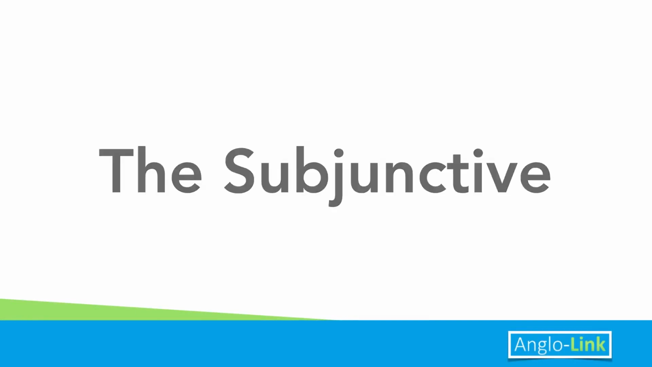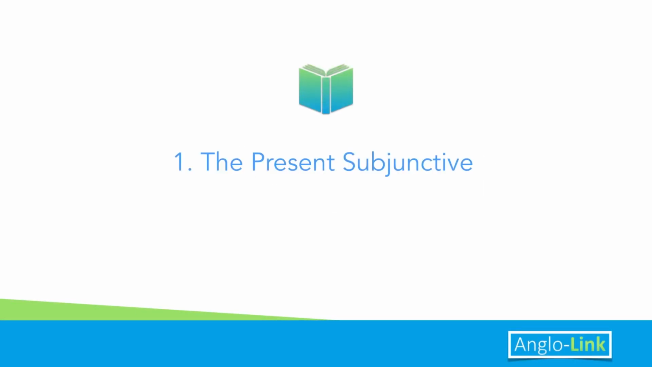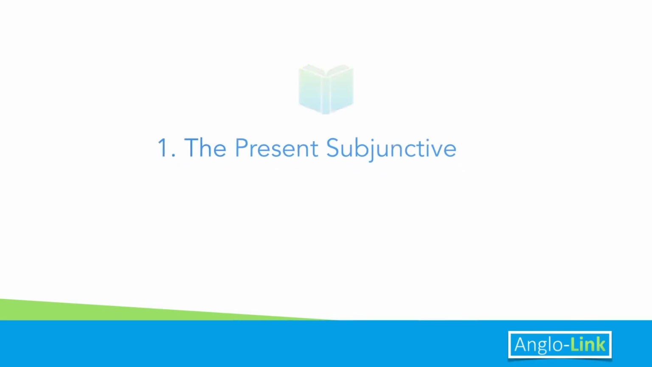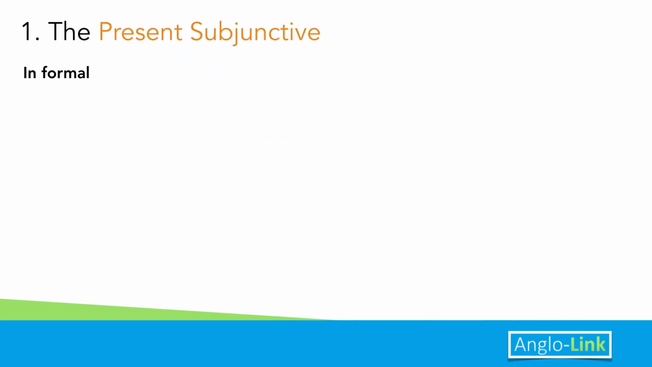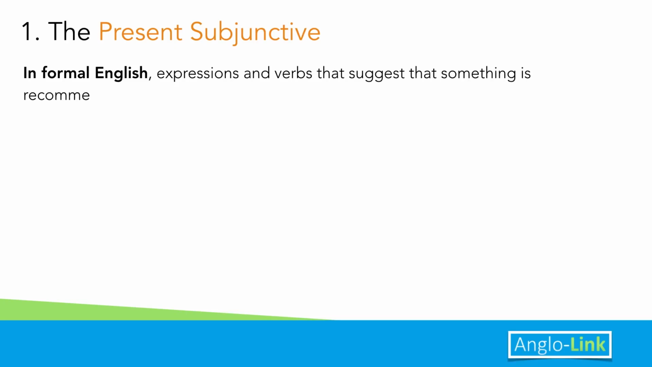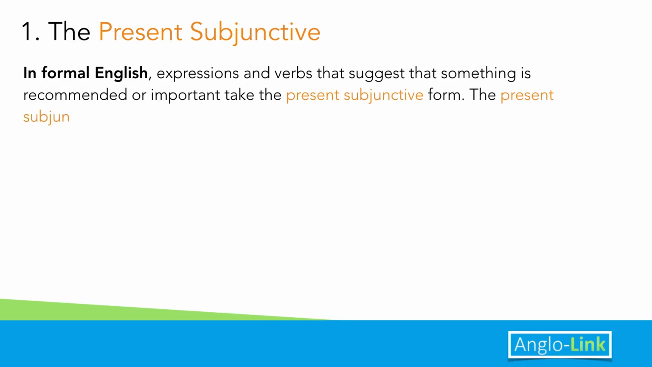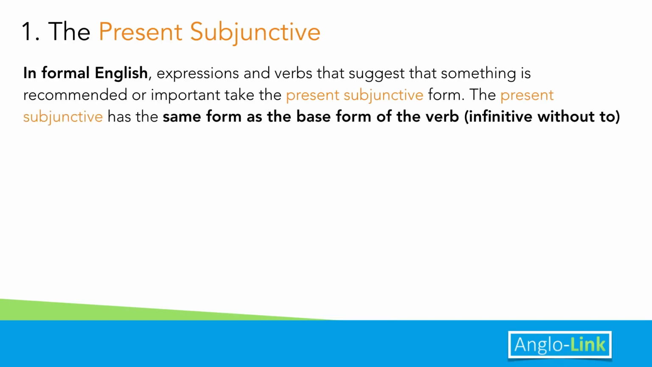The subjunctive. Let's start with the present subjunctive. In formal English, expressions and verbs that suggest that something is recommended or important take the present subjunctive form. The present subjunctive has the same form as the base form of the verb, that's infinitive without to, and it is the same in both present and past situations.